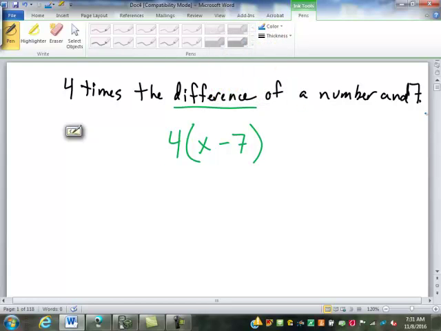So the difference of a number and 7 is x minus 7. And then you're going to multiply that result by 4. So you have to put it in parentheses to tell whoever's looking at it that you're going to subtract first, then multiply by 4. Why do we have to have the parentheses? Well, because our order of operations says without them, you would have to multiply first and then subtract. So that parentheses is telling us in this case we subtract first.